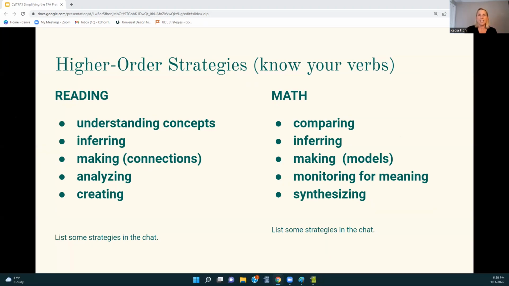So I just found some verbs that you guys can write down or think about that might be helpful when you're trying to think of strategies to use in the body section of your lesson. If you want to just take a picture of it, go ahead.